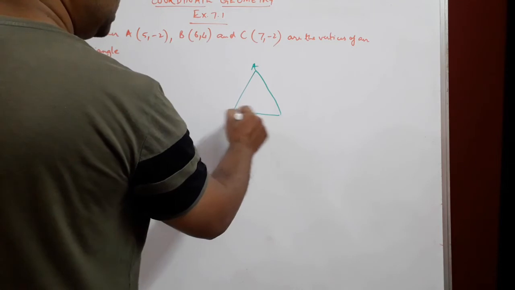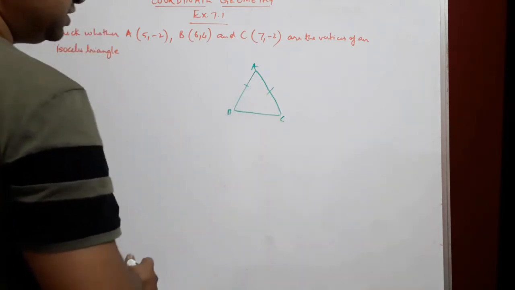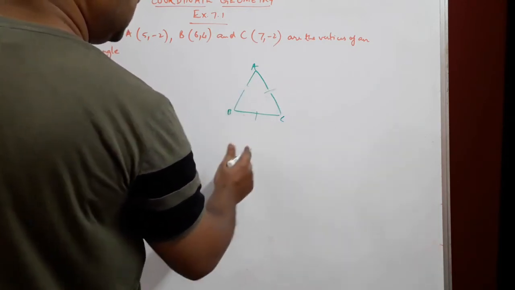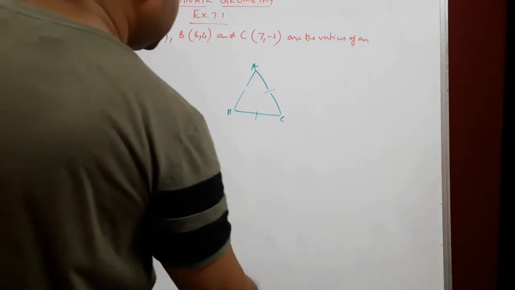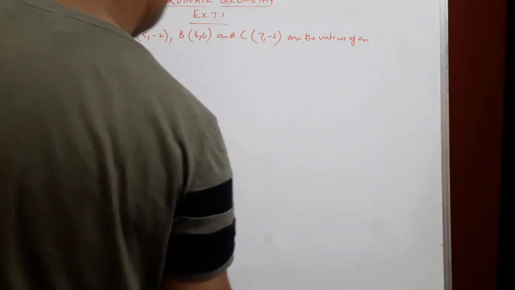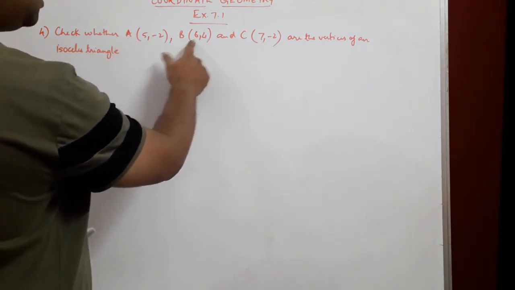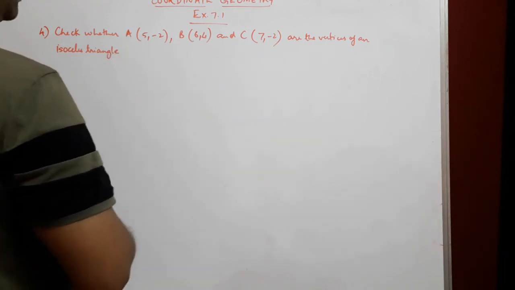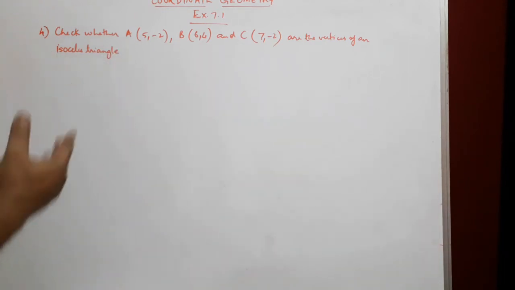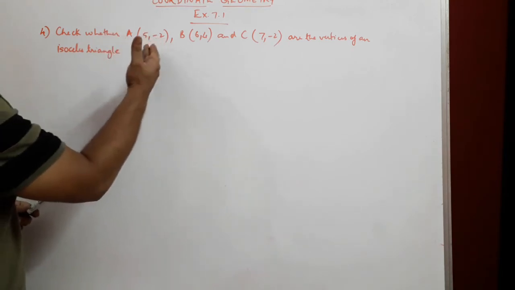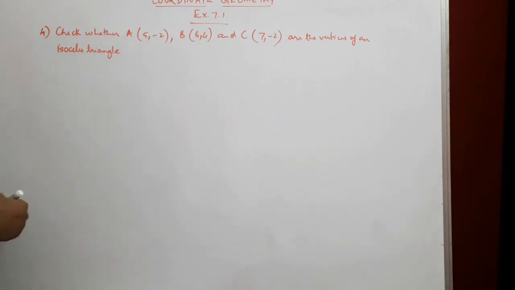So if we take A, B and C, either AB should be equal to AC, or AB should be equal to BC, or BC should be equal to AC. Means any two sides of a triangle should be equal to call that triangle as an isosceles triangle. So we need to find the distance or the length AB, BC and CA, and then see if any of the two lengths of this particular triangle are equal. If they are, then we can say this is an isosceles triangle.